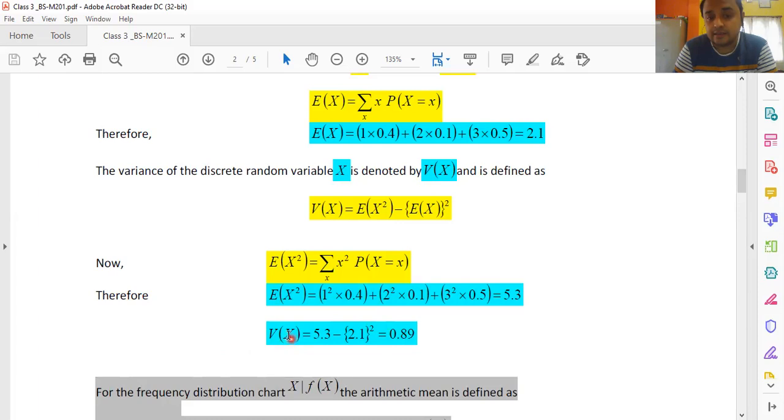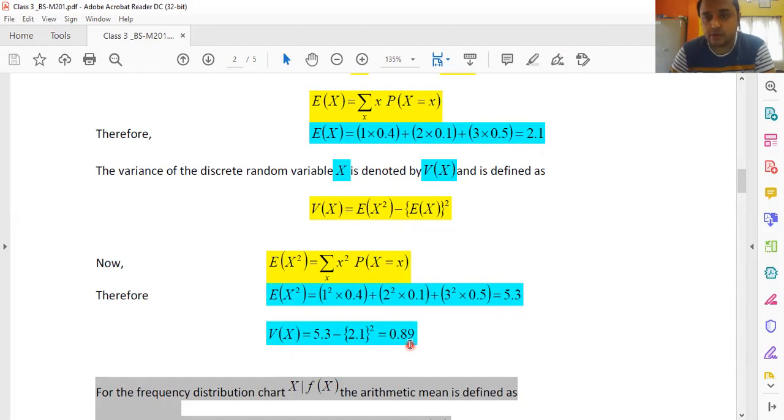And since V(X) is E[X squared] minus E[X] whole squared, we shall subtract 2.1 squared from 5.3, and the outcome will be 0.89. So thus, with this formula, we can calculate the expectation of the random variable and the variance of the random variable.